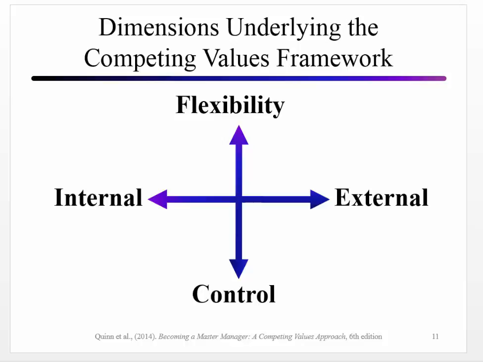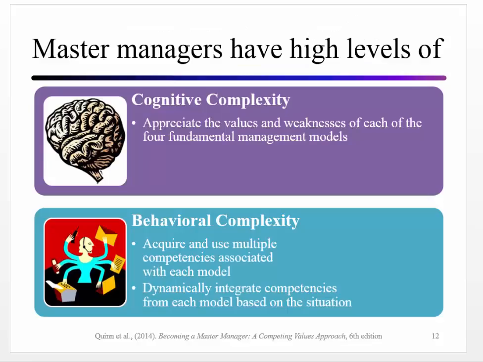You need to understand that the model is pictorially represented this way on purpose to present these kinds of axes, a north-south and east-west axes, looking at flexibility and control and internal and external focus. So master managers then have to have a high degree of flexibility, and that comes from cognitive complexity. So you're able to appreciate the values and weaknesses of each of the four fundamental management models.